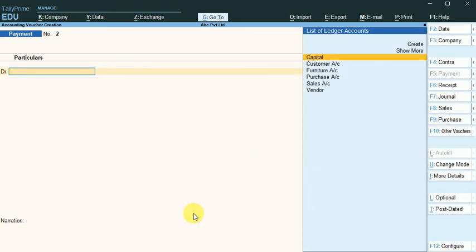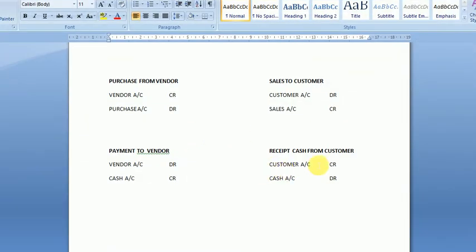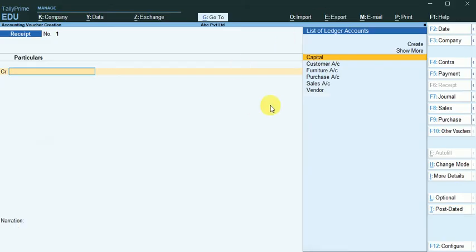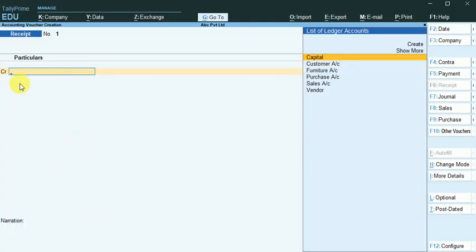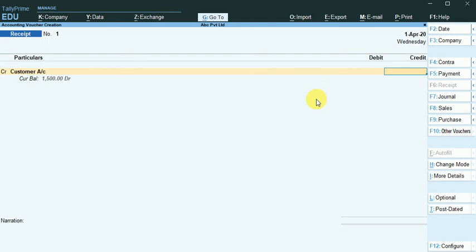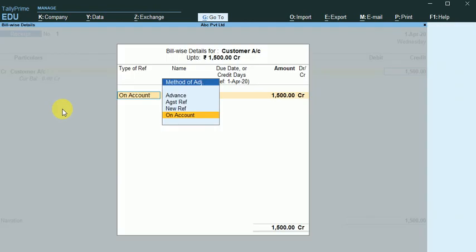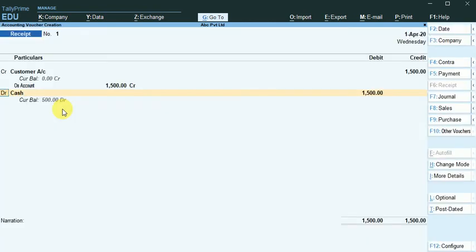Now I want to receive the cash from our customer, so I am going to the receipts. The receipt journal will be: customer account will be credited and cash account will be debited. So the customer account will be credited. It is asking for credit. The balance of the customer account is displaying as 1500. Okay, on account, debiting the cash. So I have received the payment from the customer.